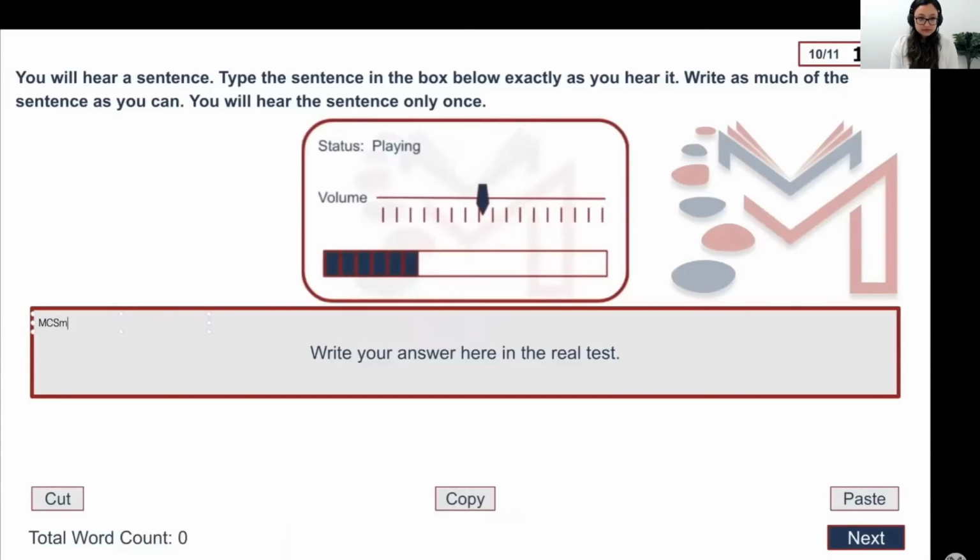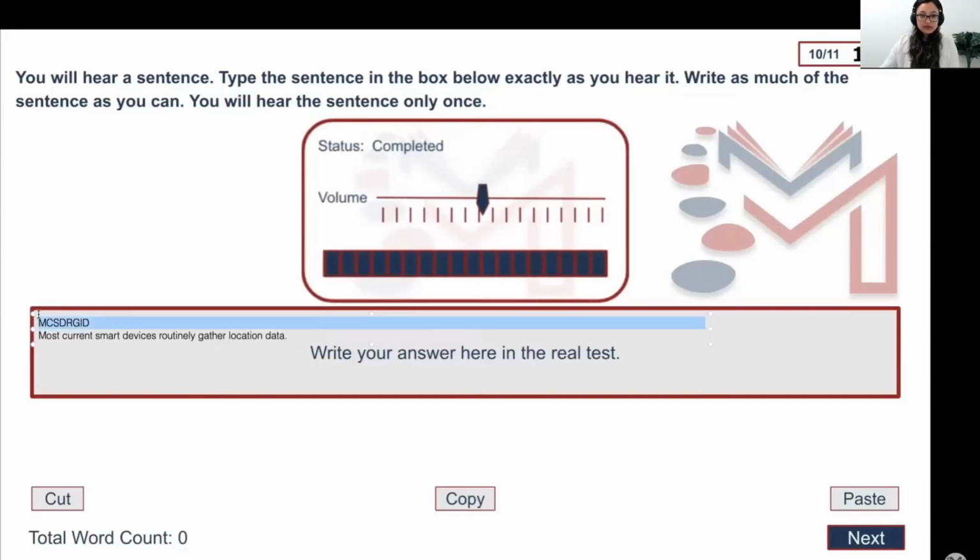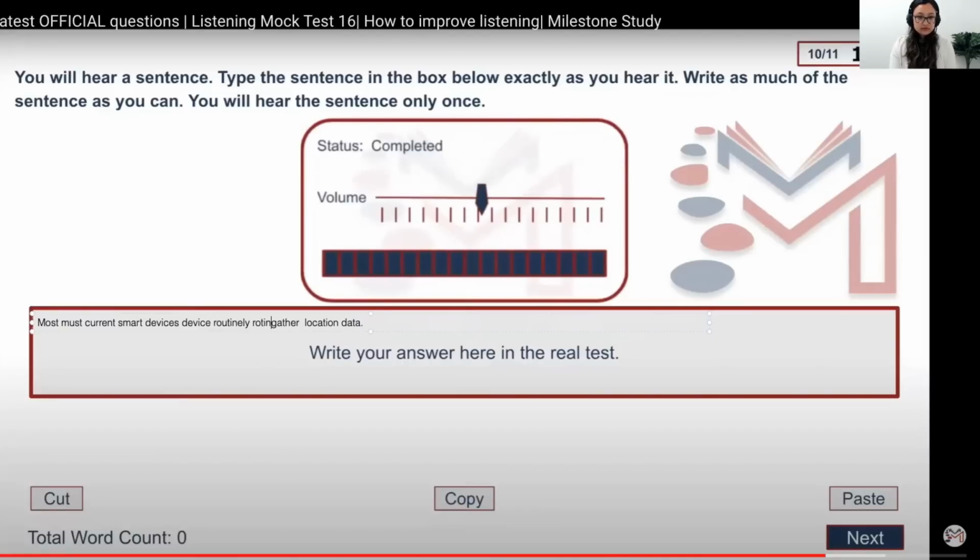Most current smart devices routinely gather location data. This is called the initial method. If you haven't watched my previous videos on this, you can watch that. So most current smart devices routinely gather location data, like this. And then that's all. So I increase some words side by side. Okay. And then we've got one last question.